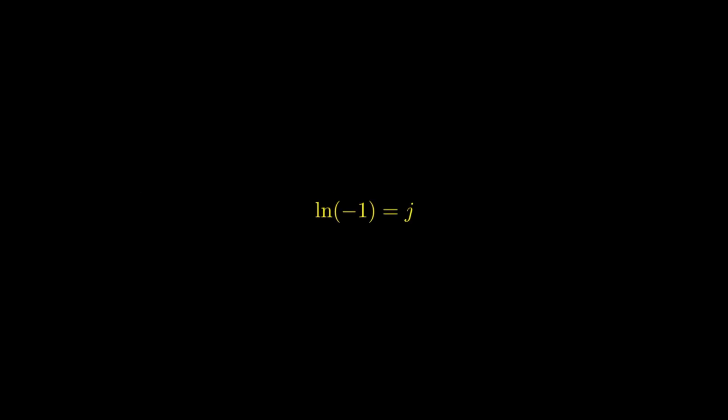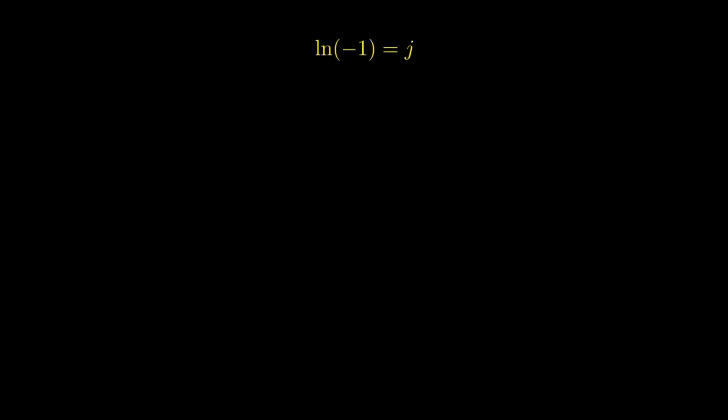Chapter 1, the foundation, virtual numbers. In the virtual number system, we define logarithms of negative numbers differently from traditional mathematics. Instead of imaginary numbers, we introduce a new constant. The natural logarithm of negative 1 equals j. This j behaves under logarithms in a unique way.